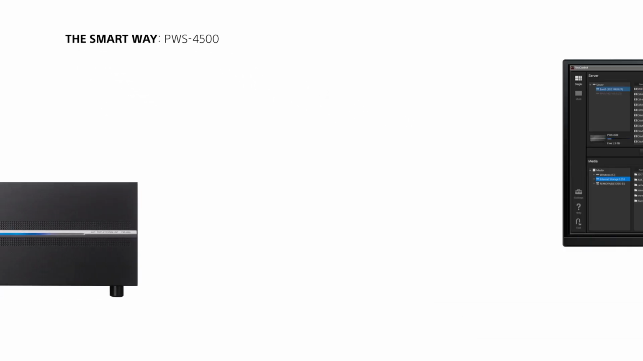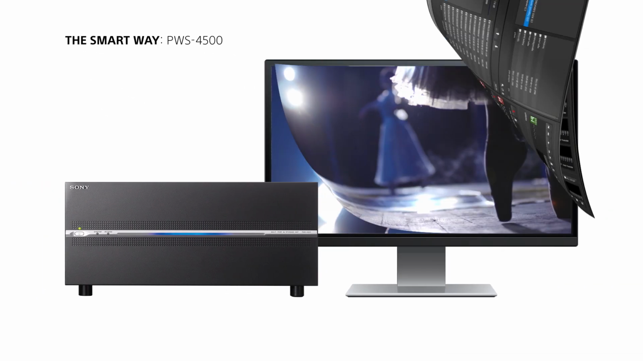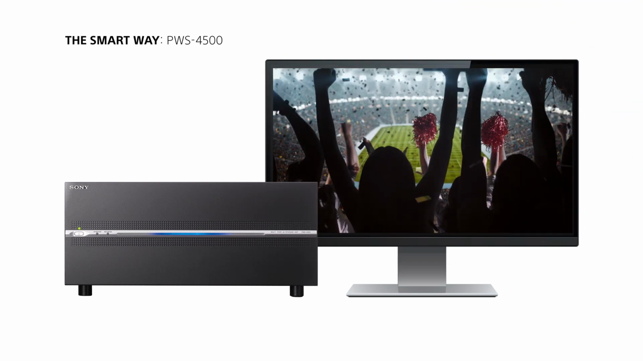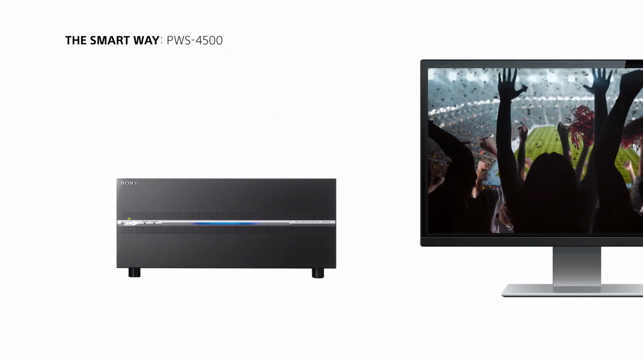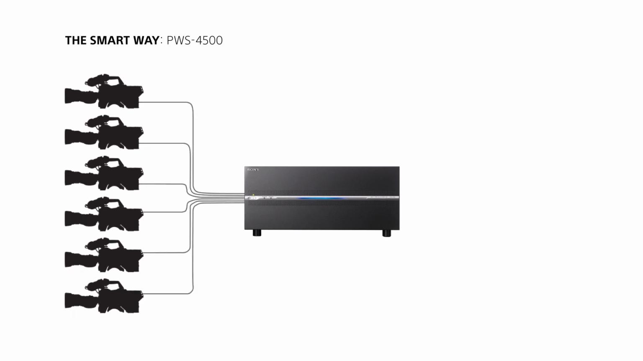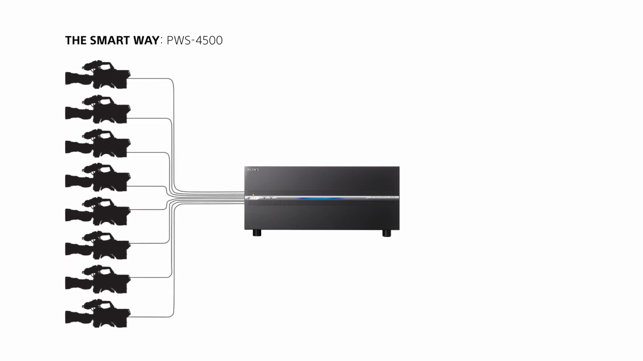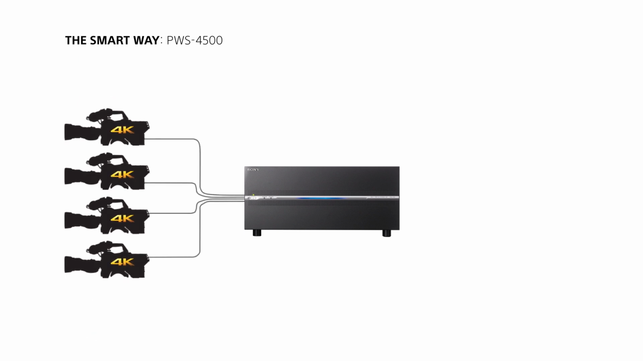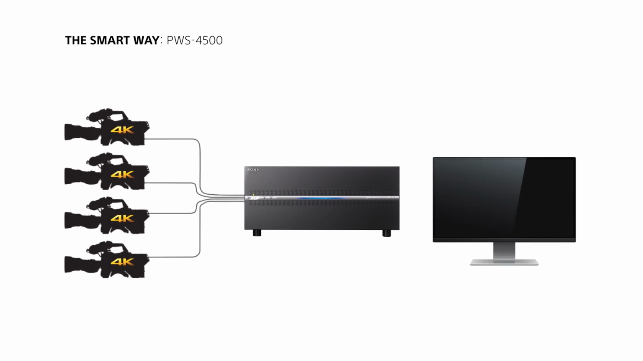Our PWS-4500 server is already proven in high-profile broadcast sports. Instead of connecting a small army of portable recorders, you can deploy a single server to handle up to 8 cameras in full HD or up to 4 cameras in 4K. Instead of sneakernet and wrangling dozens of drives, the PWS-4500 connects to your editor via 10 gigabit Ethernet. So, you save labor, which saves money.